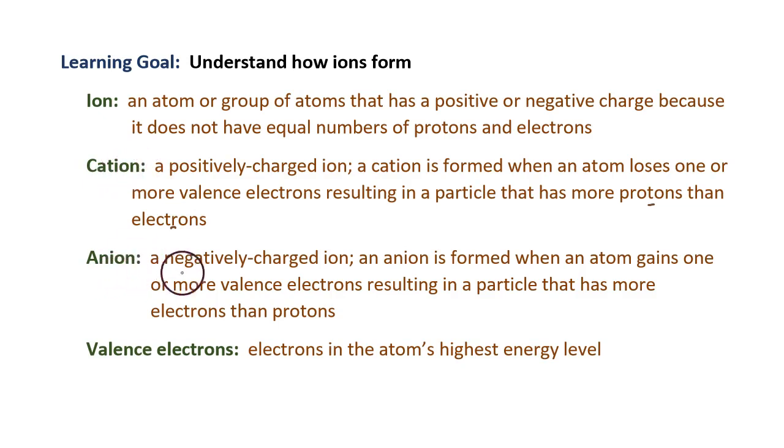An anion is a negatively charged ion. An anion is formed when an atom gains one or more valence electrons, resulting in a particle that has more electrons than protons. Electrons are the negatively charged particles. Protons are the positive ones. If there are more of the negative than the positive, then the atom has a negative charge.